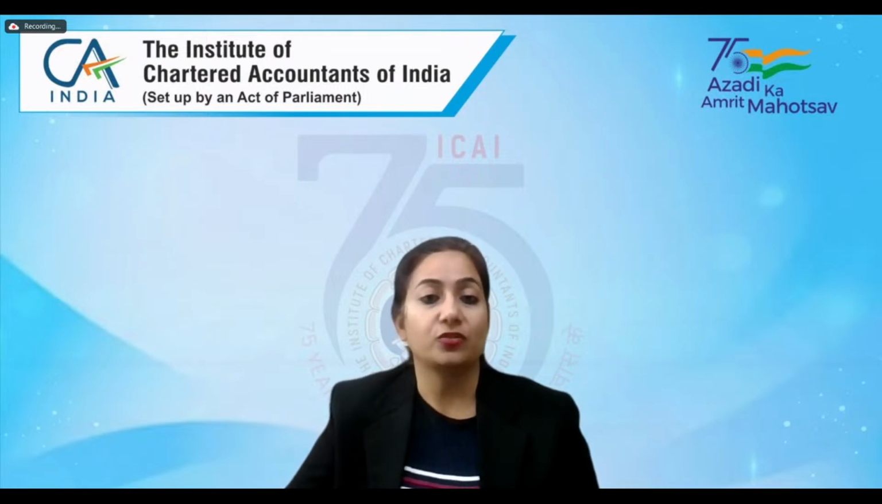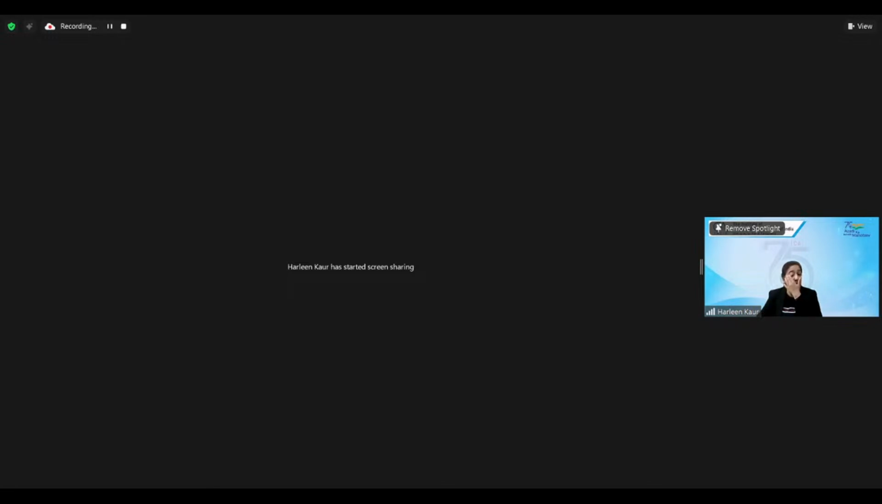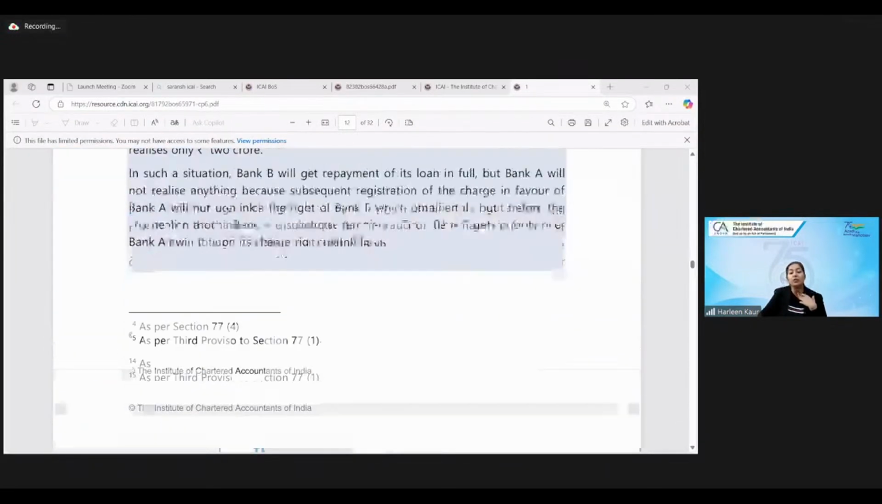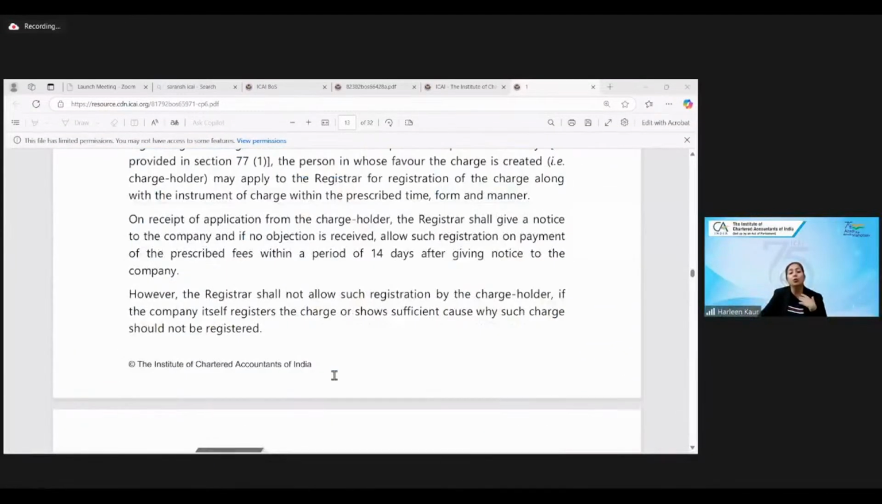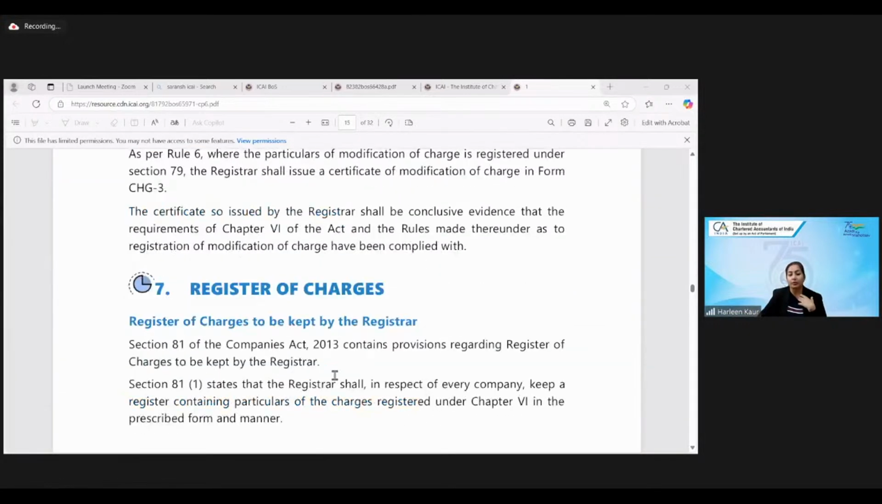Yes, it means section 399. That's absolutely correct. MOA and AOA, once they have been filed with ROC, become public documents. Any person who is dealing with the company is bound to have read these documents. Similarly, once the charge has been created and it is posted on the MCA website portal, it becomes a deemed notice. Everybody who is dealing with the company is bound to know about it.